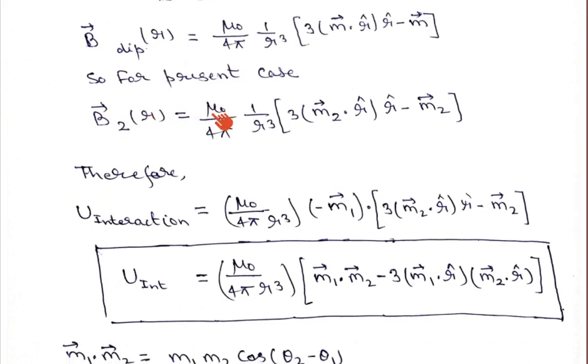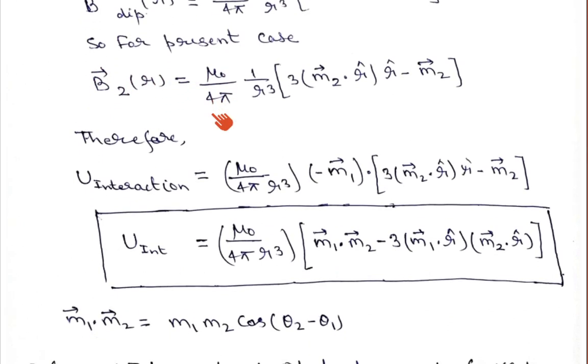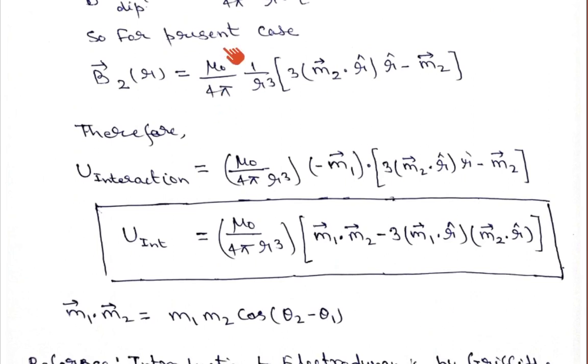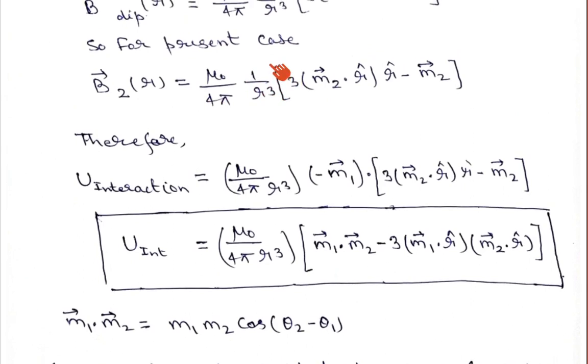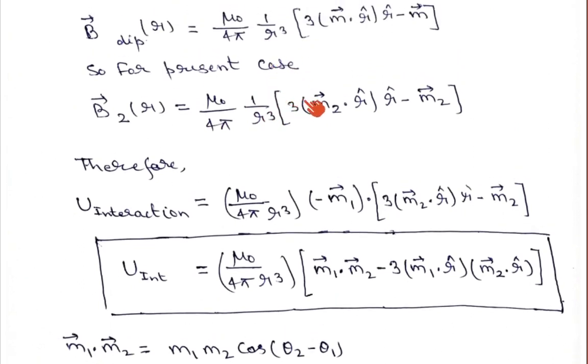mu 0 upon 4 pi, 1 upon r cube. So I have modified the above formula, that is 3 in place of m, I have written m2 because we are calculating the magnetic field due to dipole 2. So that is m2 dot r unit vector, that is along the position r, and then bracket close, r unit vector minus m2. Okay.